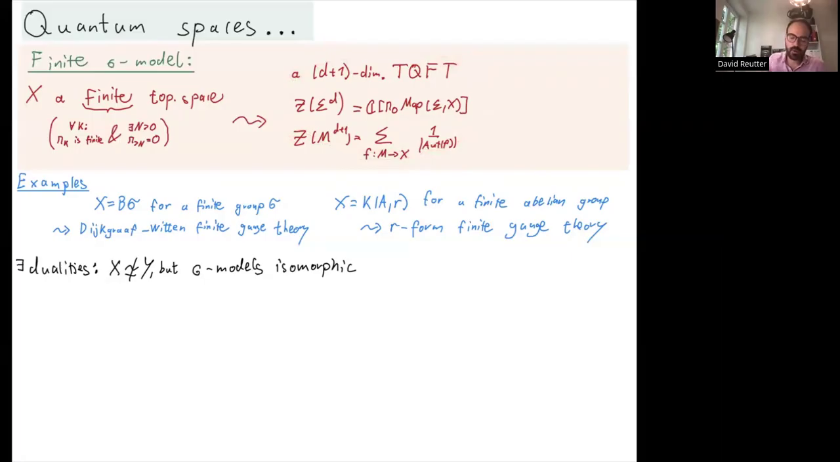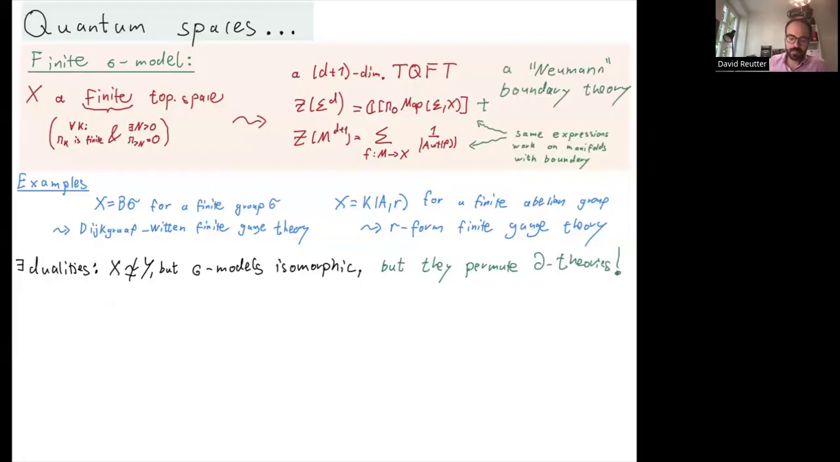So this is somewhat unfortunate. You can't recover your space from the TQFT. And these are, of course, very important. This is the topological quantum field theory version of dualities. And of course, again, in quantum field theory, we have similar phenomena. These various dualities go by various names, and this is in some sense the easiest type of duality.